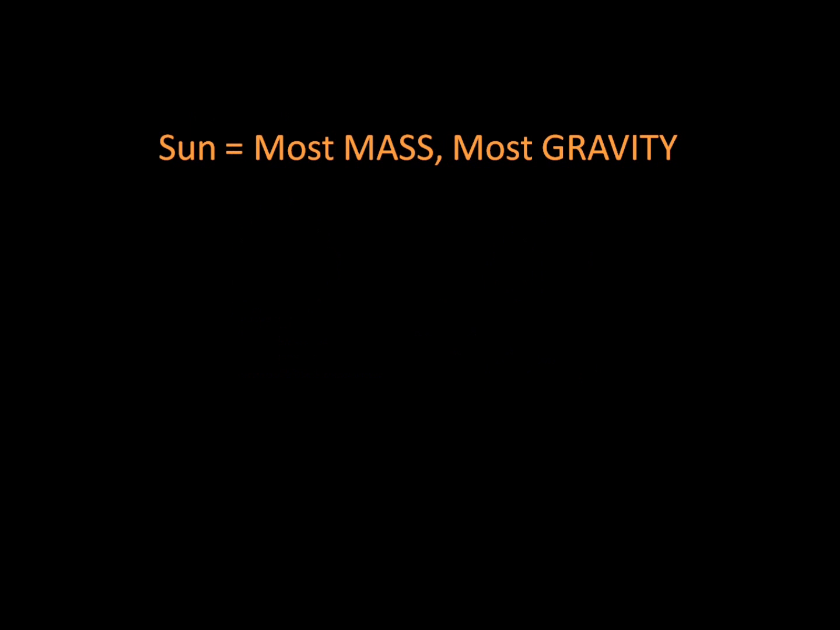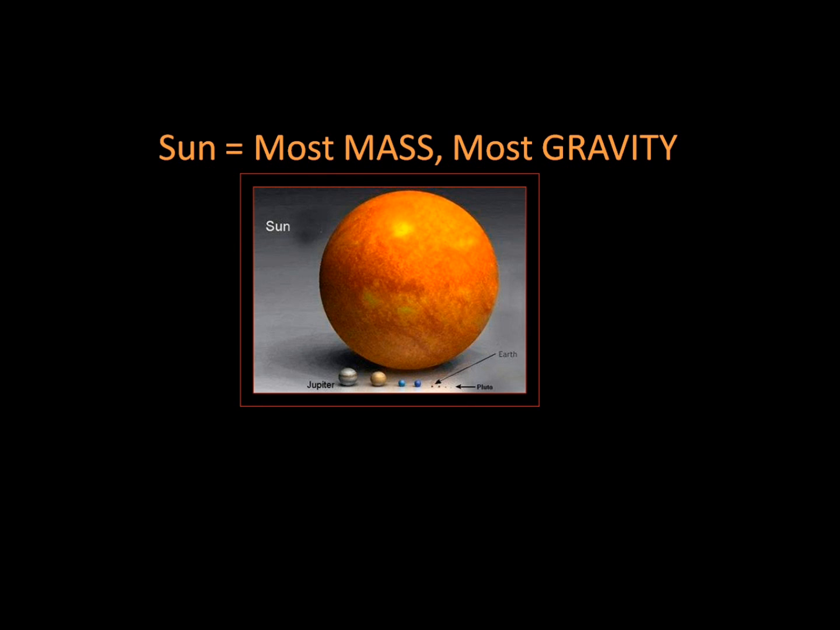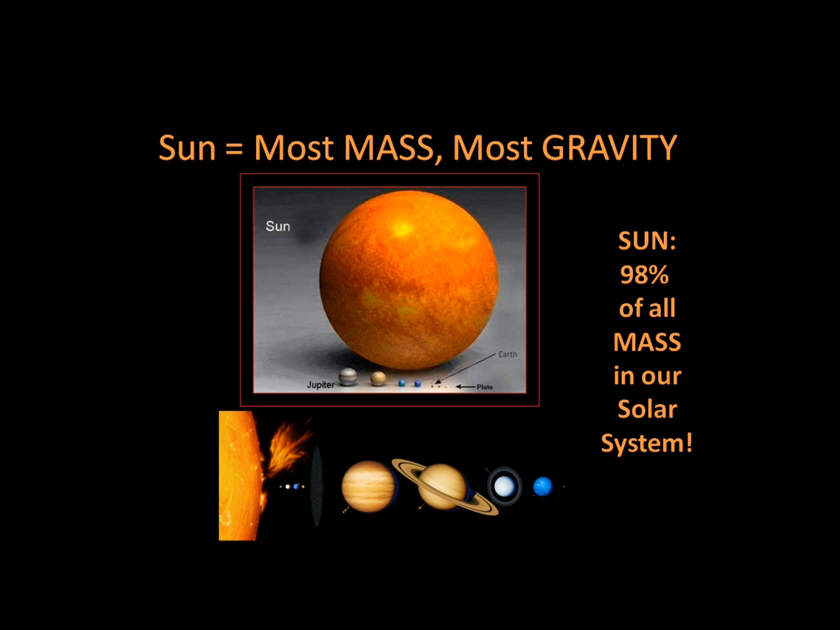In our solar system, the Sun is by far the most massive object. In fact, the Sun contains 98% of all the mass in the solar system. Did you know that the Sun is so huge you could fit 1 million Earths inside of it? That's pretty massive. Because the Sun is so huge and massive, its gravity is much, much stronger than all of the other objects in the solar system. So the Sun pulls the planets, comets, asteroids, and meteors towards it.